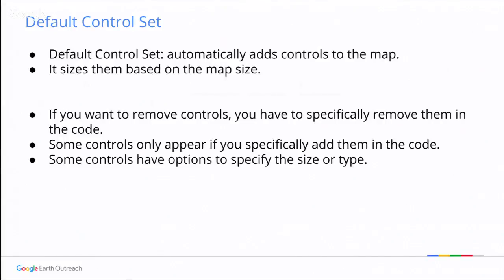Say, if somebody opens up your map on a small phone screen, you don't want the controls taking up half of the map. They get out of the way automatically. But you have control in the API over which ones, to say, no, I want this control to always stay visible, or things like that, right?